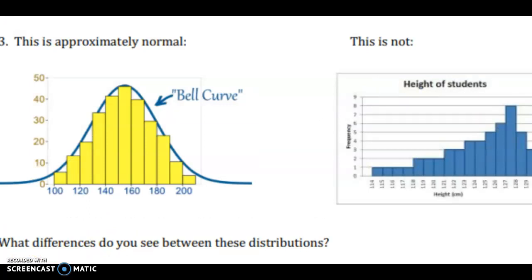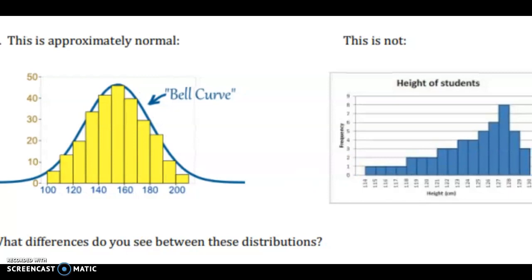Okay, here are two more sets of data. Can you tell me the differences between these? I'll give you about 15 seconds. Go.